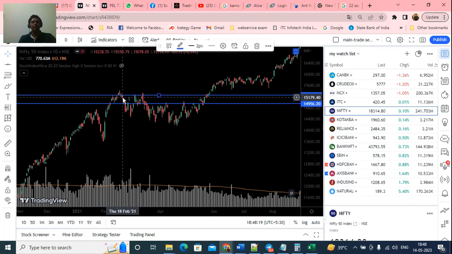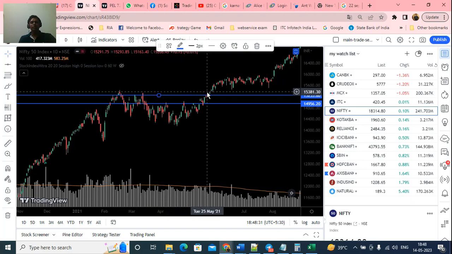You see that from this date, it didn't make any high for the next almost Feb, March, April, May. On 25th, 26th May, it came out of this zone.